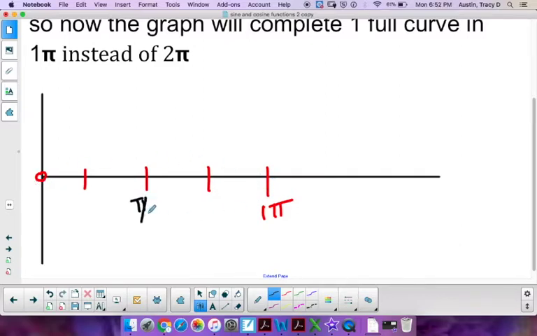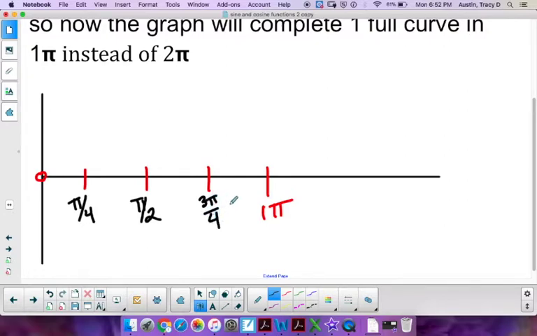Pi over 2, right? Or 1/2 of pi. Okay. What's halfway between 0 and pi over 2? What's half of half? Good. Pi over 4. All right, what's halfway between pi over 2 and 1 pi? Well, what's between half and 1? 3/4. So 3 pi over 4.